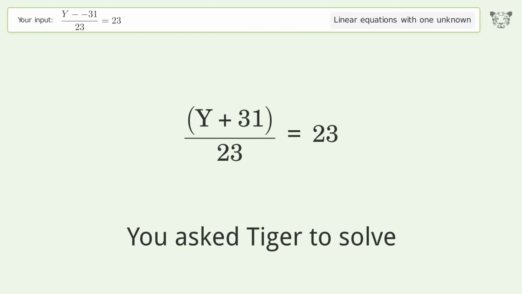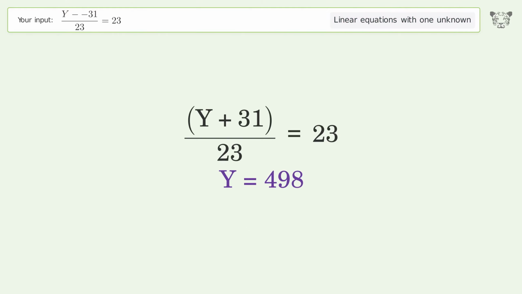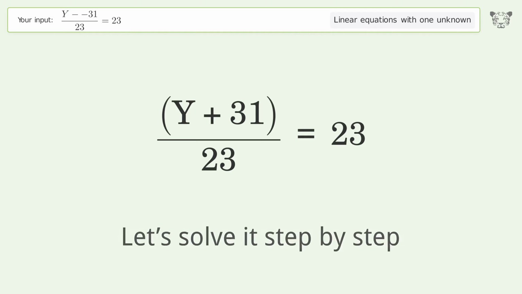You ask Tiger to solve. This deals with linear equations with one unknown. The final result is y equals 498. Let's solve it step by step.